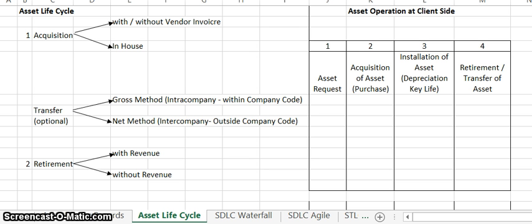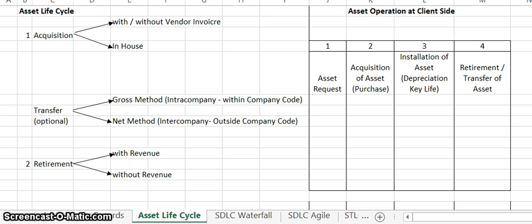The second phase in the asset lifecycle is retirement. When you retire an asset, you can retire it with revenue, which means that you would make a profit on it when you sold it. And it could also be without revenue, which means that you could scrap it or sell it for a loss.